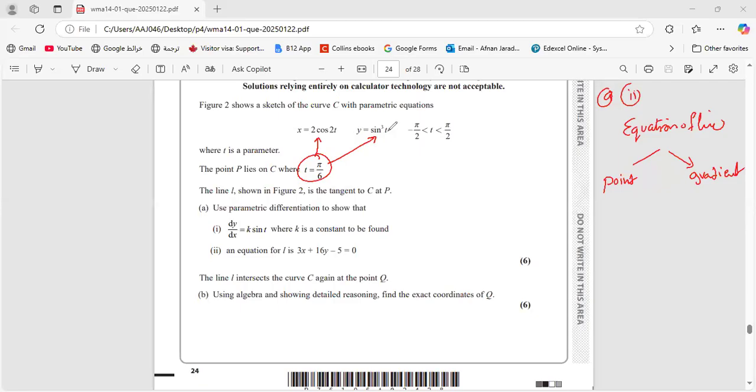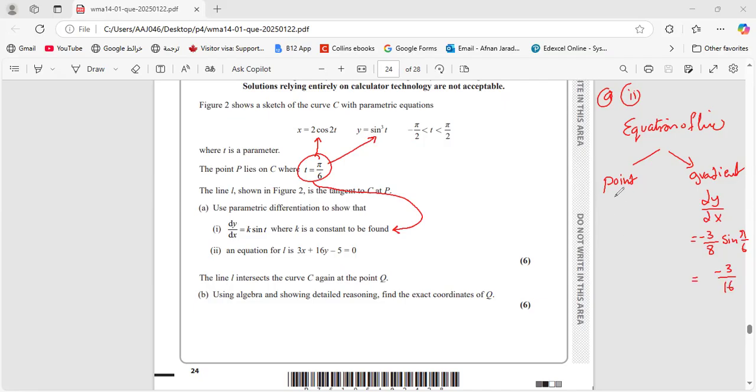Okay, and how can I find the gradient? By substituting t in this equation. Okay, dy over dt. Substitute t here, you will find dy over dx equals to what? So dy over dx will equal to minus 3 over 8 sine t, which is pi over 6. So the answer is negative 3 over 16.